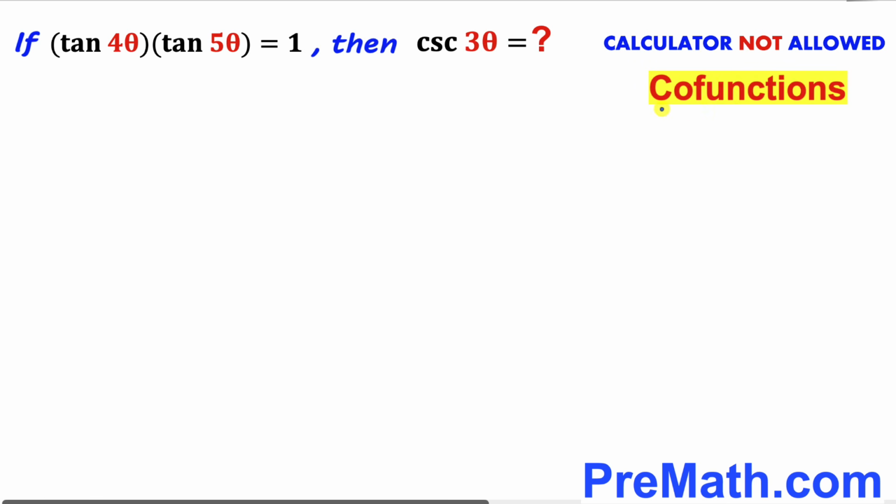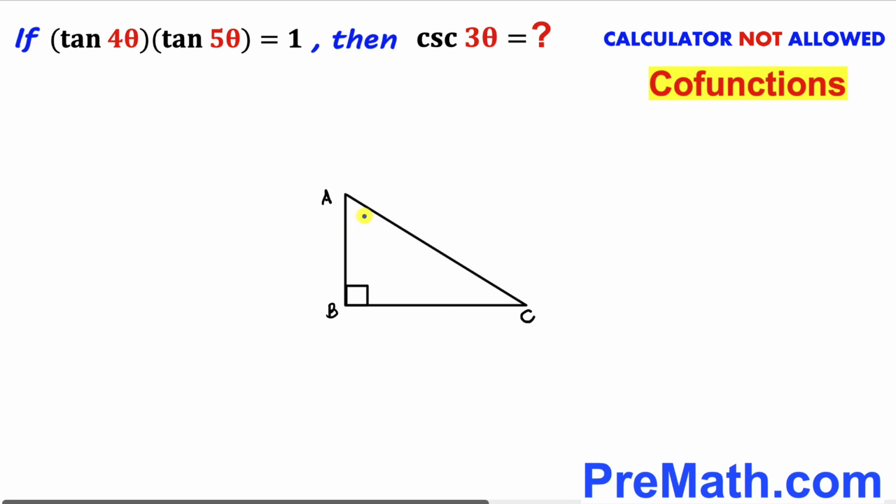So let's recall the cofunctions. And let's focus on this right triangle ABC. If we have angles alpha and beta, then these two angles are called complementary angles if their sum equals 90 degrees. In other words, angle alpha plus angle beta must be equal to 90 degrees. So if I call this angle theta, then this angle has got to be 90 degrees minus theta.